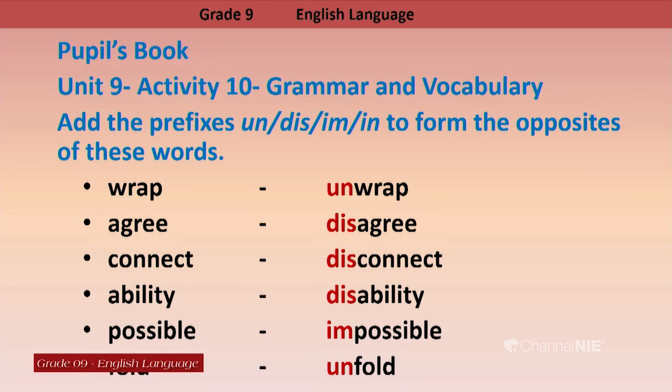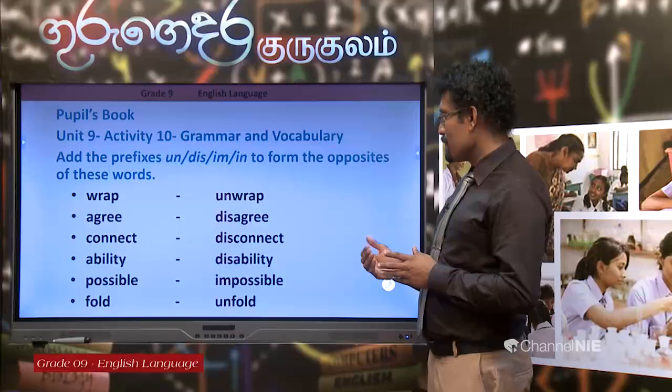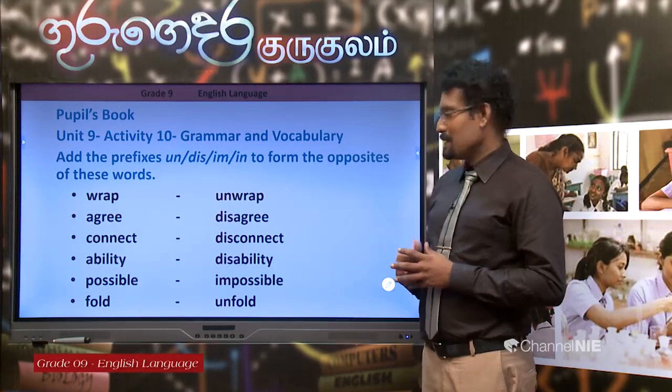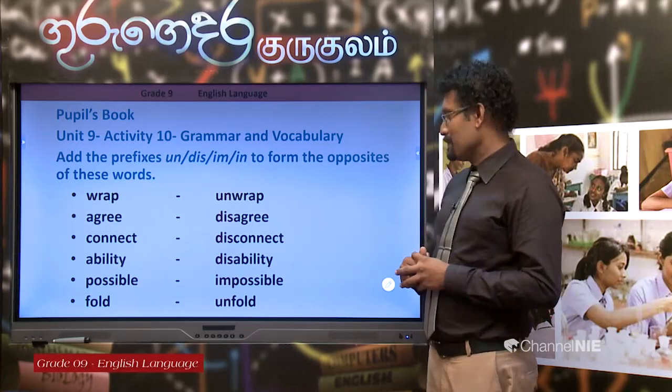Ability and disability. Ability means you can do something, and disability means you can't do it. So, here the prefix dis is added to the base word ability, disability. Then we have possible, impossible. Possible means that can happen, impossible means that can't happen. So, here the prefix im is connected with the base word possible, impossible.